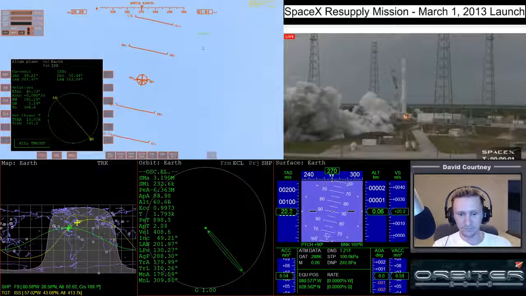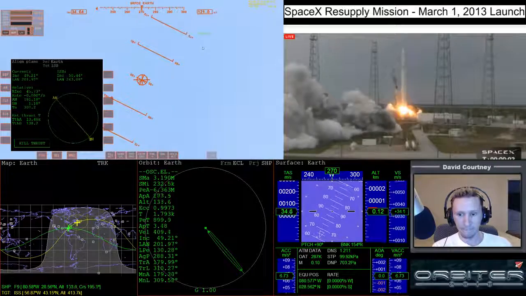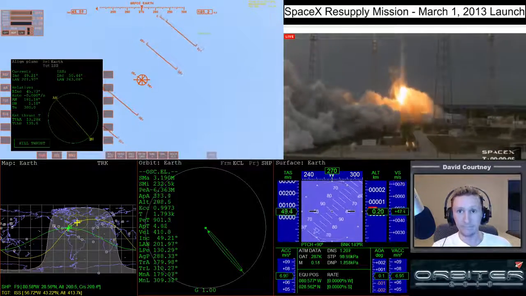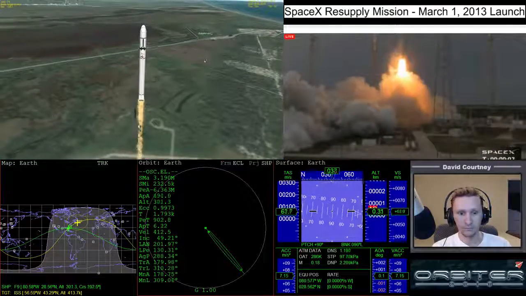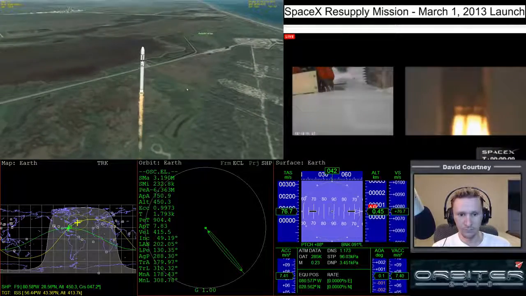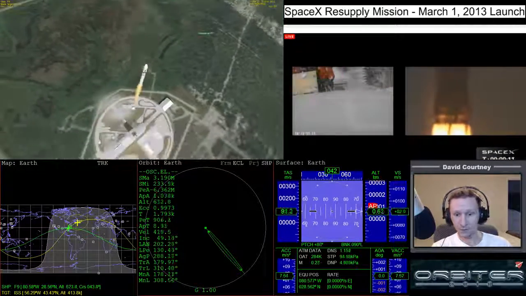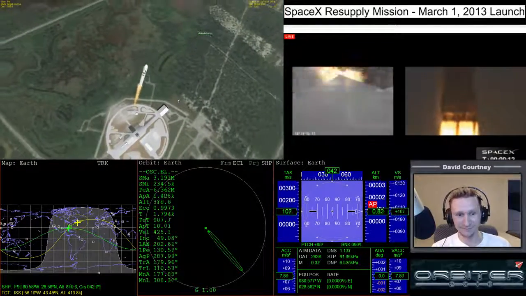Autopilot's active. Now liftoff of the Falcon 9. Dragon ascends, first stage acceleration. Falcon 9 has cleared the tower. Falcon 9 has indeed cleared the tower.